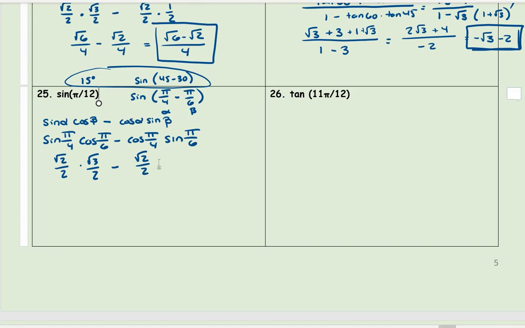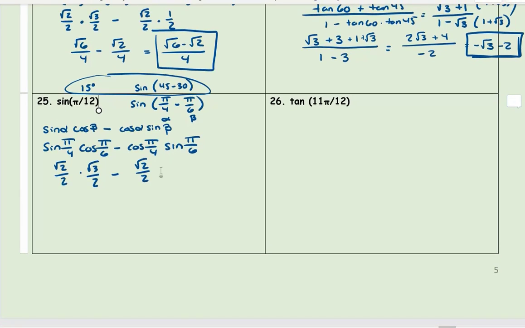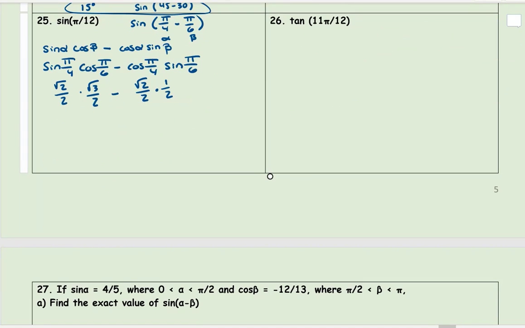And sine of pi over 6 is 1/2. We're going to multiply straight across. Root 2 times root 3 is just root 6. 2 times 2 is 4. Root 2 times 1 is root 2. 2 times 2 is another 4. Again, we have another common denominator. We don't even have to do math here. We have root 6 minus root 2 all over 4. We can't reduce this. We are done.